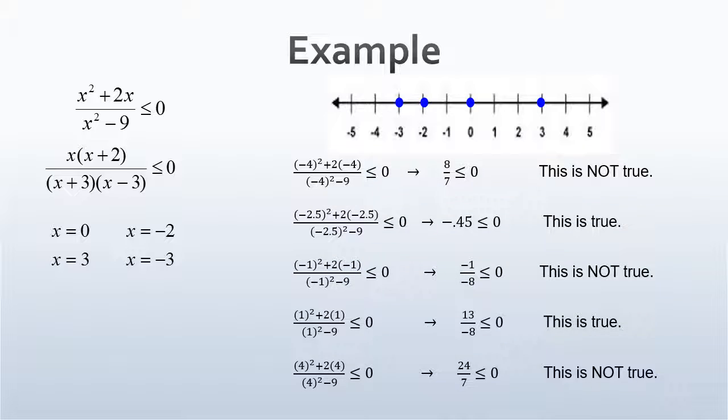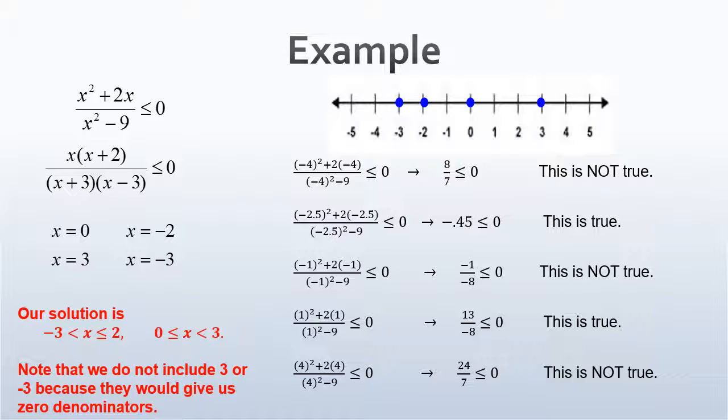So here's all of our testing. Okay, we used negative 4, then we used negative 2.5, we used negative 1, we used 1, and then we used 4. And notice that there are 2 regions that work here. We had 5 total. So the numbers between negative 2 and negative 3 worked, and the numbers between 0 and 3 worked. Now again, we cannot include the 3 or negative 3 as part of the answer, so we need to watch how we write these.